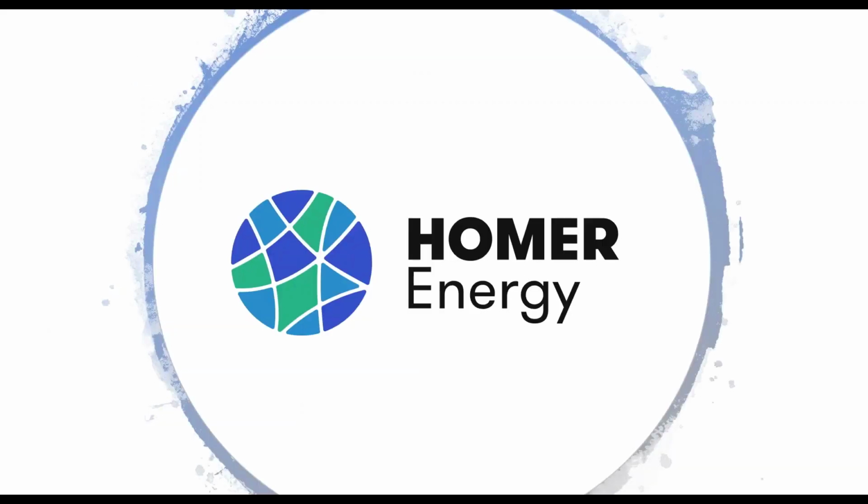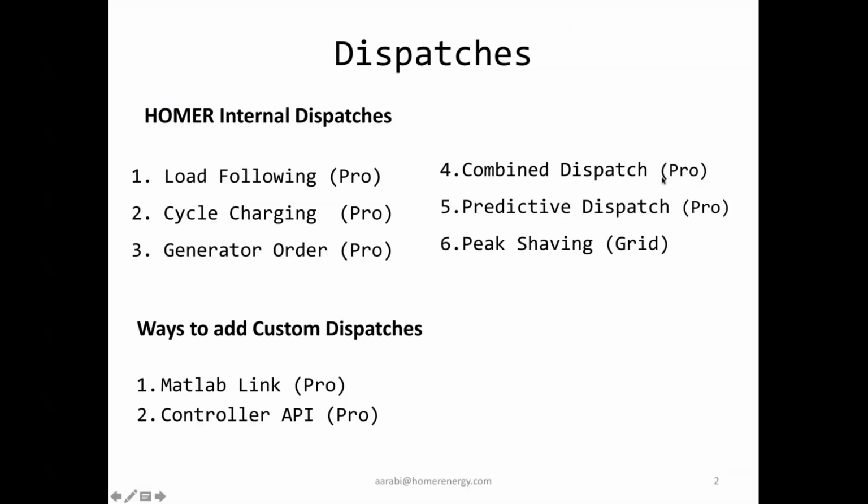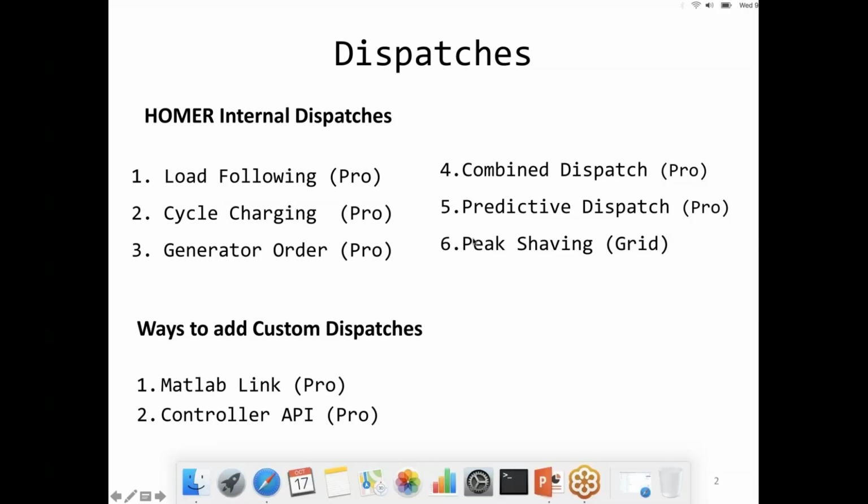Okay, so now I'm going to turn it over to Aarabi Madhavan, who's going to demonstrate the MATLAB link and controller API options. In the previous webinar, we covered the 6 dispatch strategies in HOMER Pro and HOMER Grid. Today, we're going to discuss the 2 ways to add a custom dispatch in HOMER Pro, one using MATLAB link and the other using controller API.